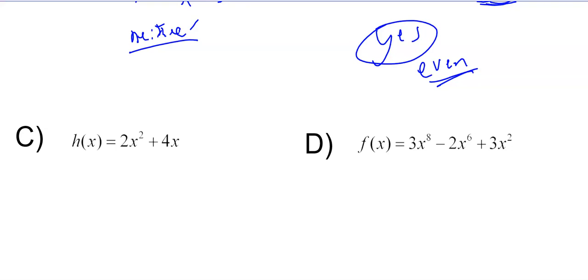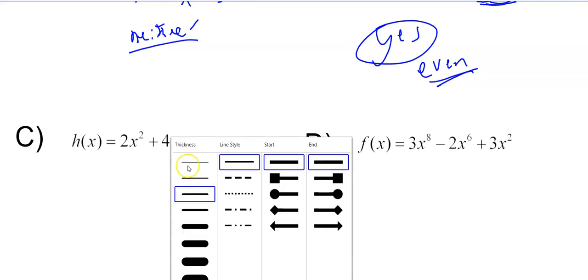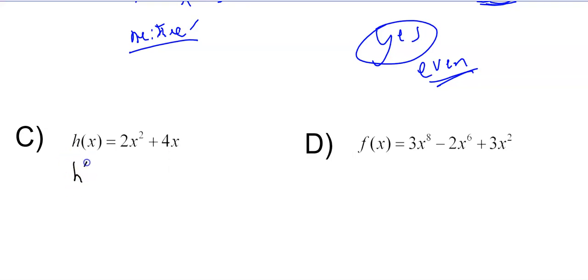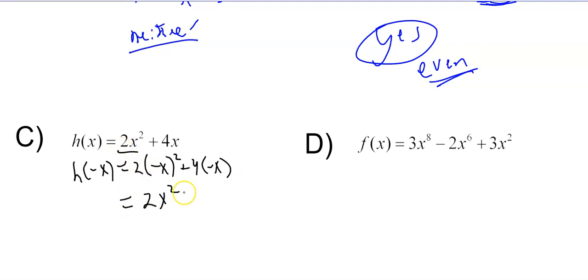Okay, so let's try this one. Again, the test is plug in negative x. So we get h of negative x equals 2 times negative x squared plus 4 times negative x. When I simplify, I get 2x squared. That sign did not change. Minus 4x, that did. That means this is neither even nor odd.